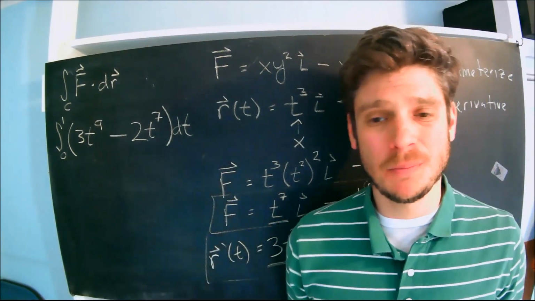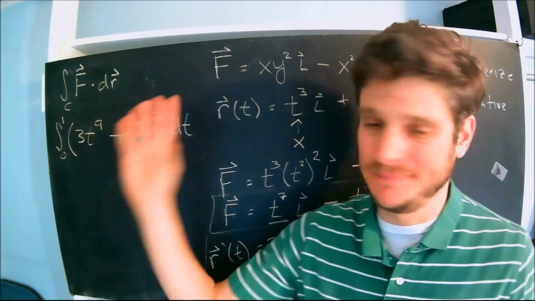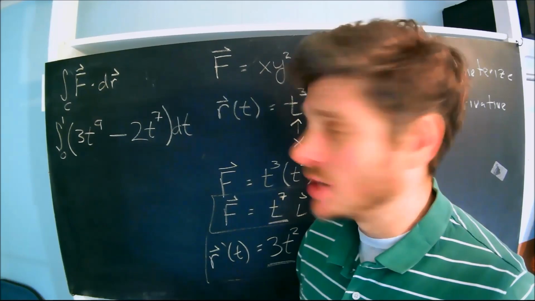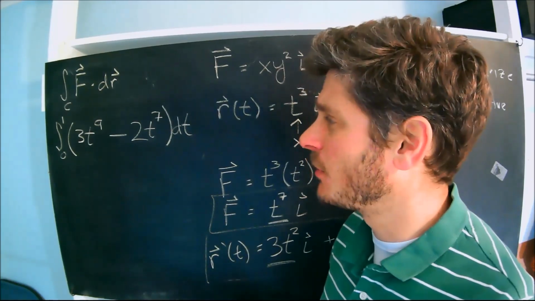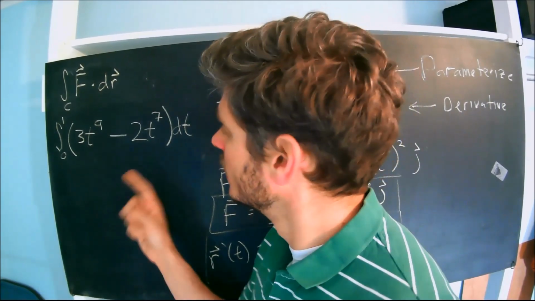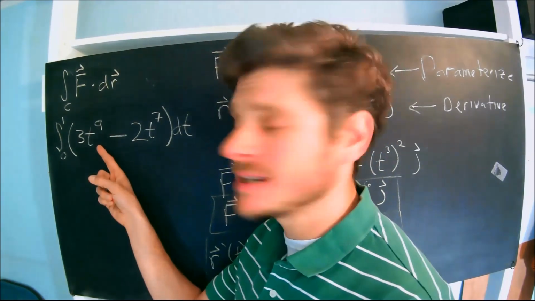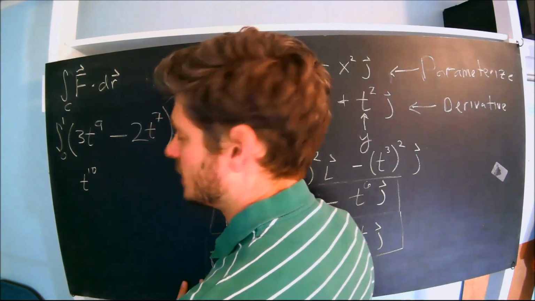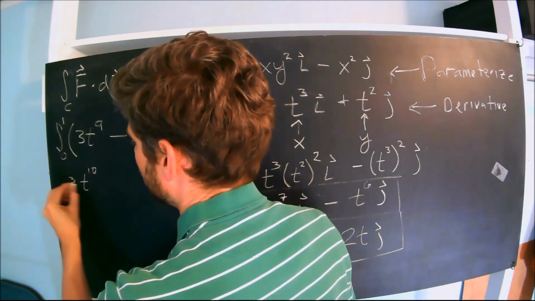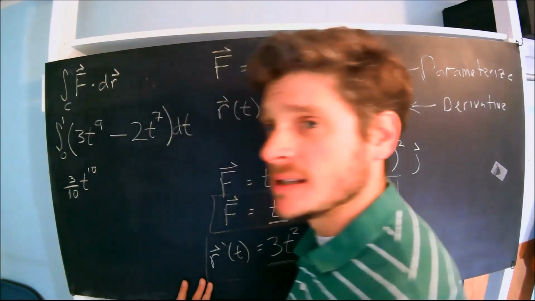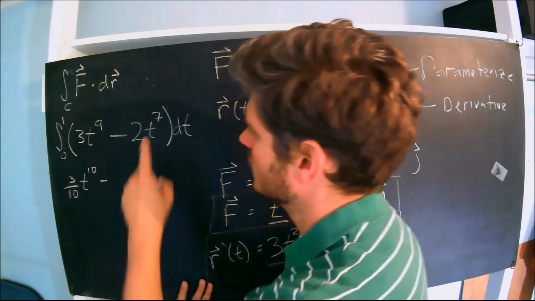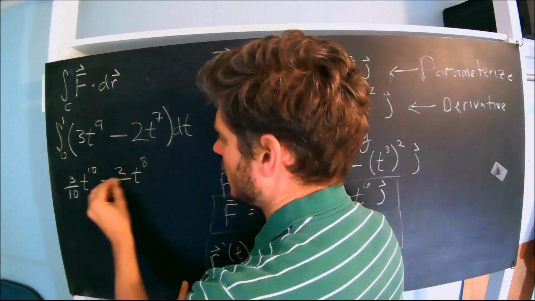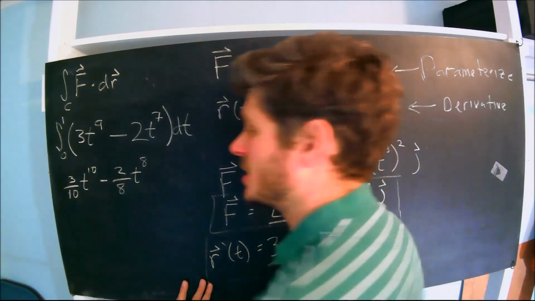Now I have a very simple polynomial antiderivative to take with very simple bounds. So again, feel free to pause and see if you get the right answer and check with me, but I'm just going to plow right through and take this antiderivative. Starting with the first one, t to the 9th, I add 1 to the exponent, so it becomes t to the 10th. Divide by that new exponent 10, so 3/10 t to the 10th, minus, add 1 to the exponent, so it gives me t to the 8th, and divide by that 8. So 2 over 8, that's really going to be a quarter.